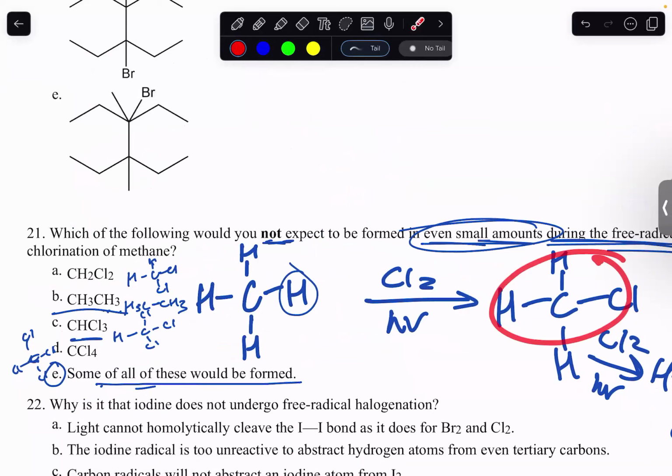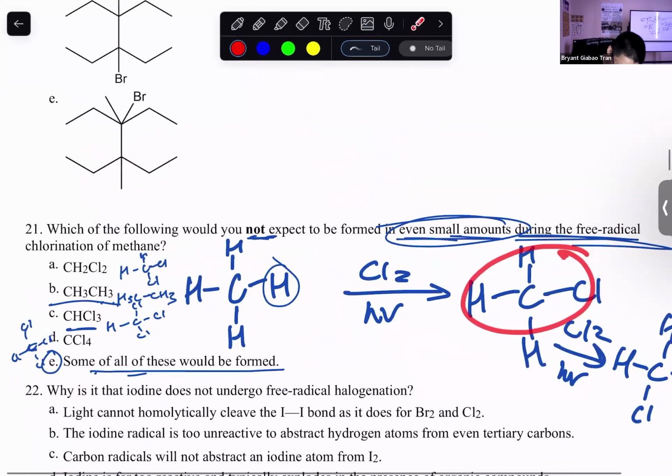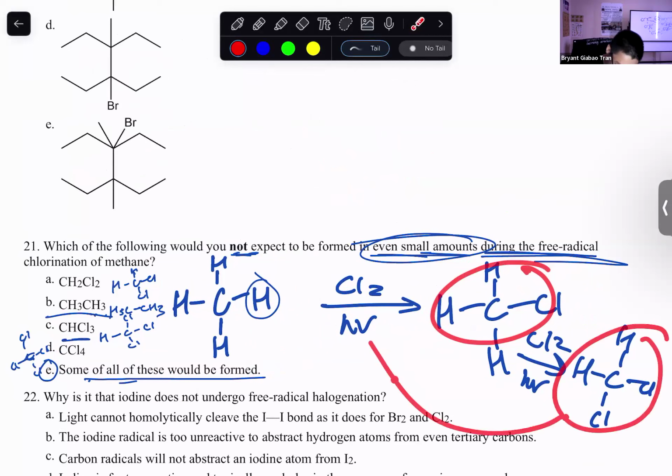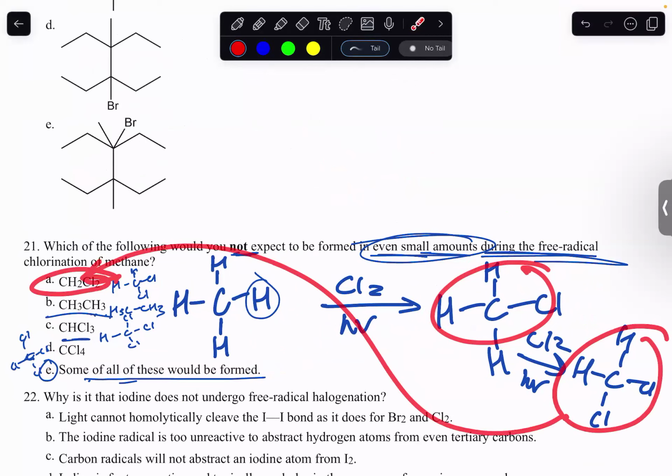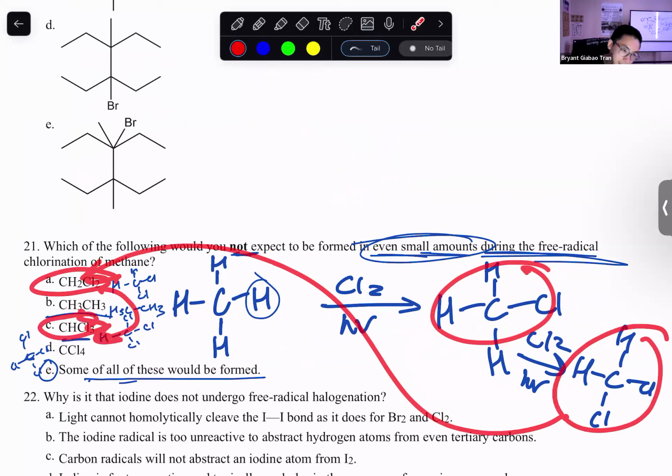CH3Cl is not here. But this right here that I showed you is A. And then A, when it does the reaction again, is going to become C. And then when C does the reaction again, it's going to become D. So we just keep doing free radical halogenation until we get a fully chlorinated carbon like that, right?